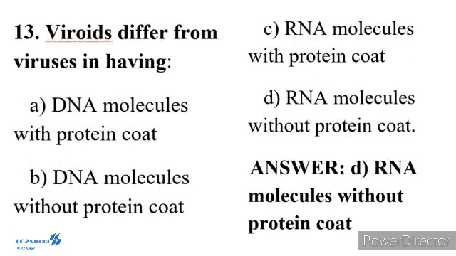Question number 13, virions differ from viruses in having. Option A, DNA molecule with a protein coat. Option B, DNA molecules without a protein coat. Option C, RNA molecule with a protein coat. Option D, RNA molecules without a protein coat. So the correct answer, option D, RNA molecules without a protein coat.